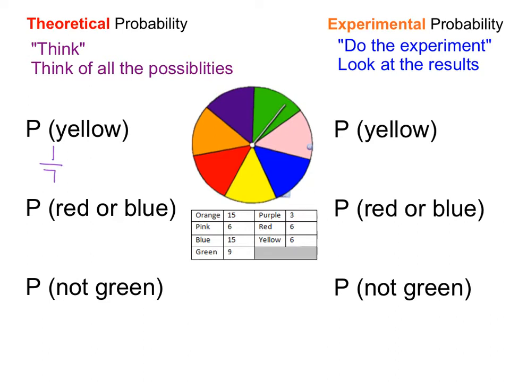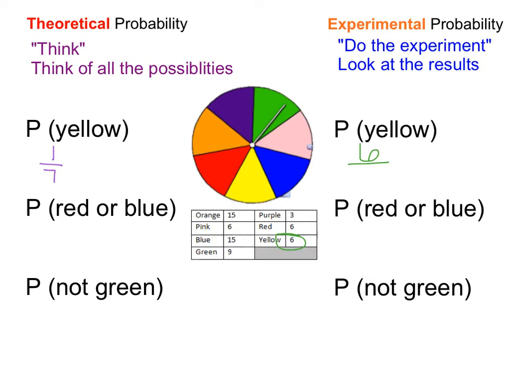All right? Now, experimental probability, on the other hand, is when we actually do the experiment, so that means we look at the results. So looking over here, I spun the spinner a bunch of times, and I recorded the information now down here in this chart. How many times did I actually get yellow? Well, I got yellow 6 times. So my probability is 6 out of however many times I did the experiment.